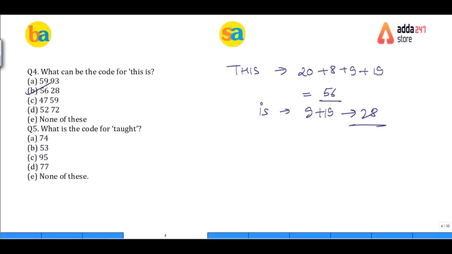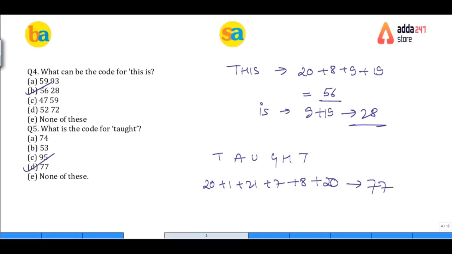Question number 5, what is the code for taught? T A U G H and T. तो 20 plus 1 plus 21 plus 7 plus 8 plus 20. तो clearly 77. इसलिए option D हमारा correct answer है.